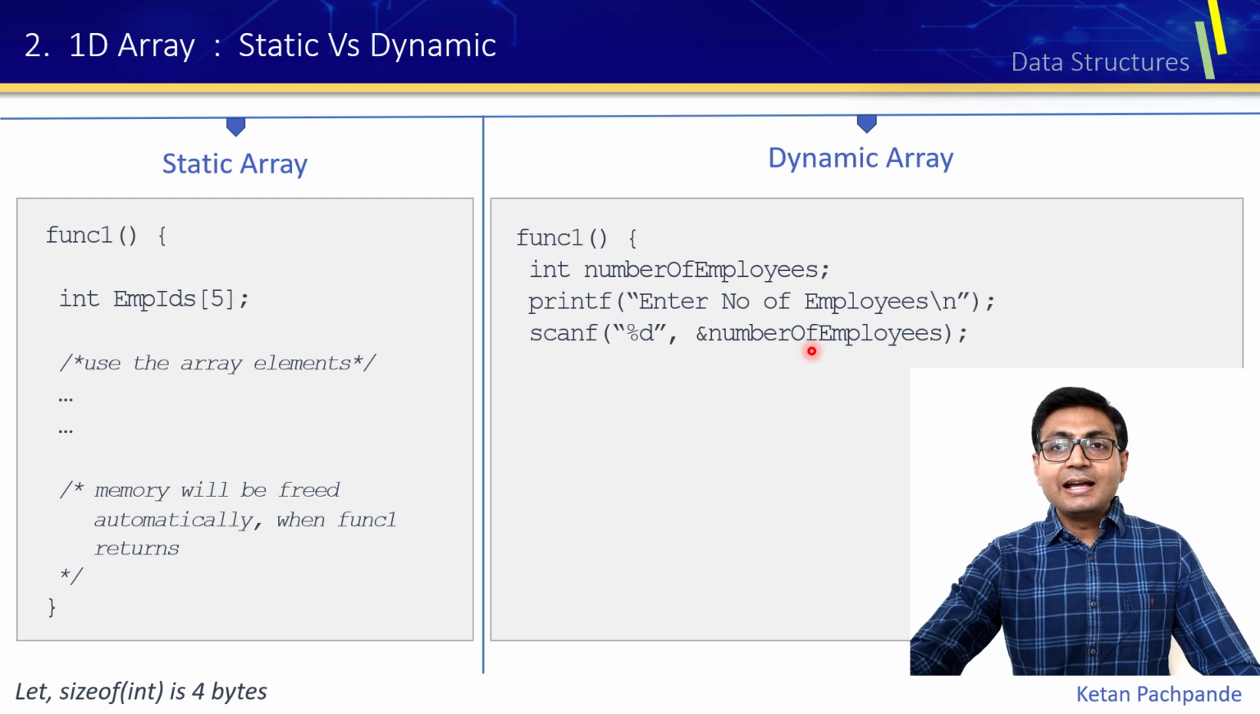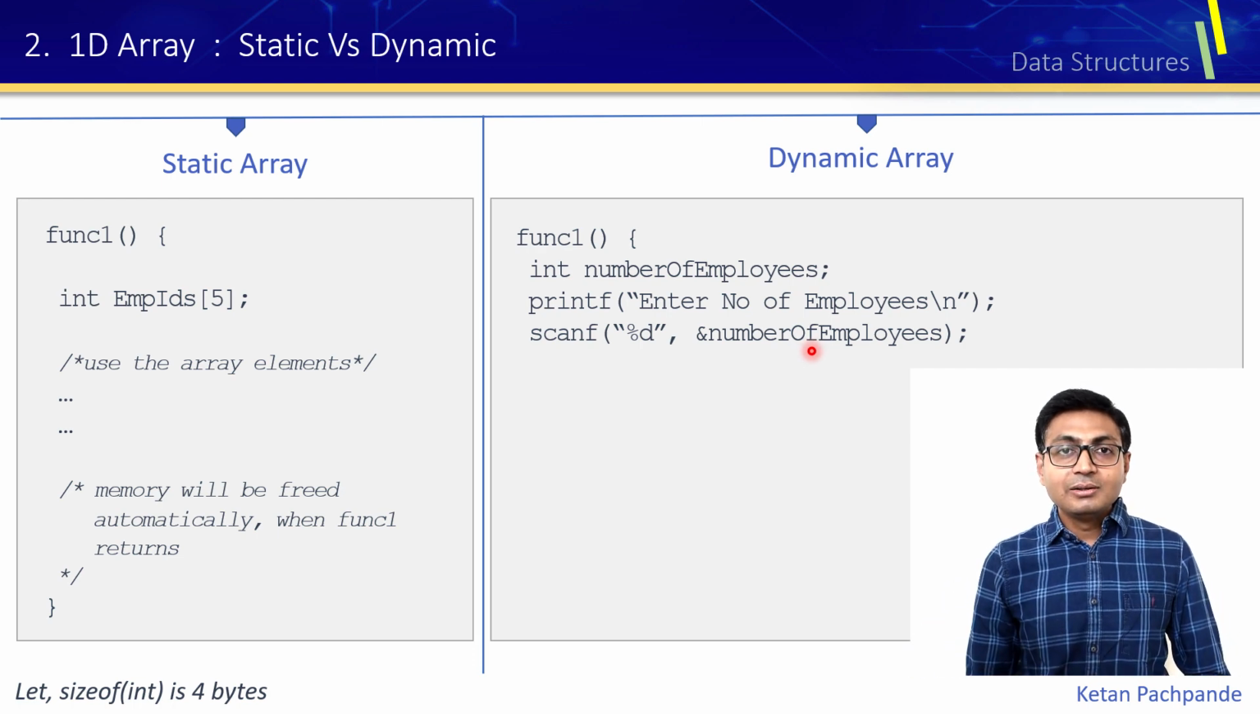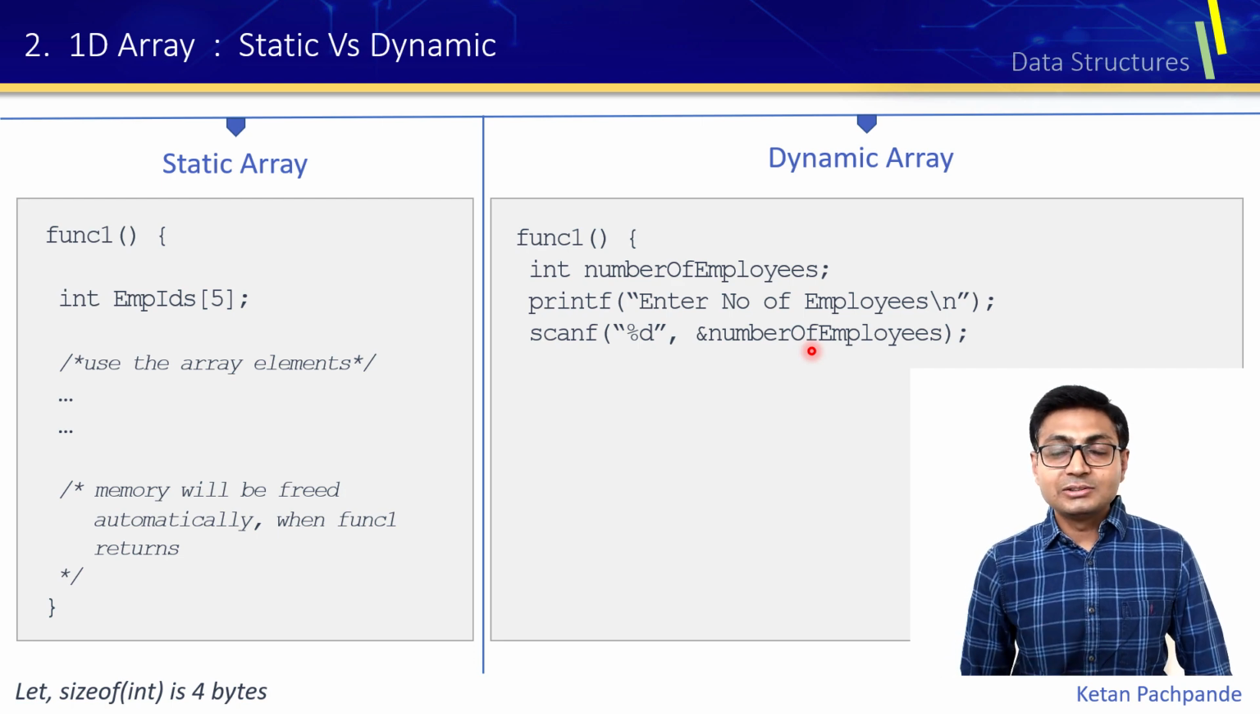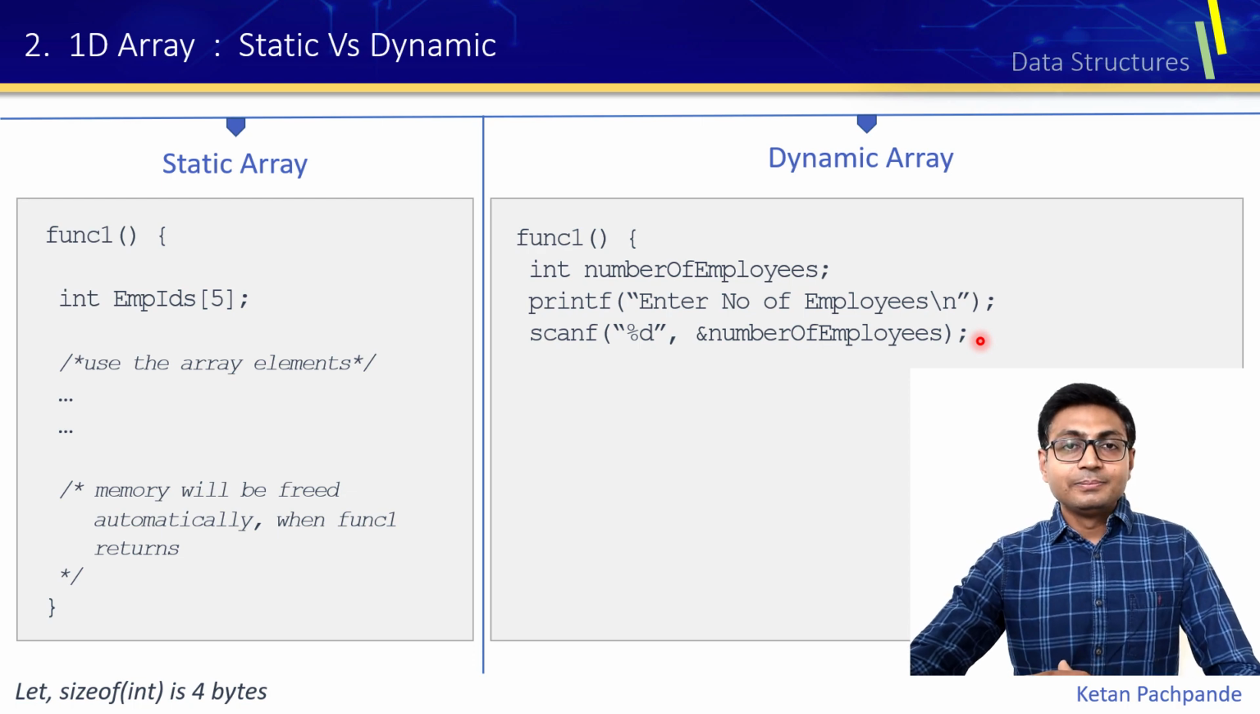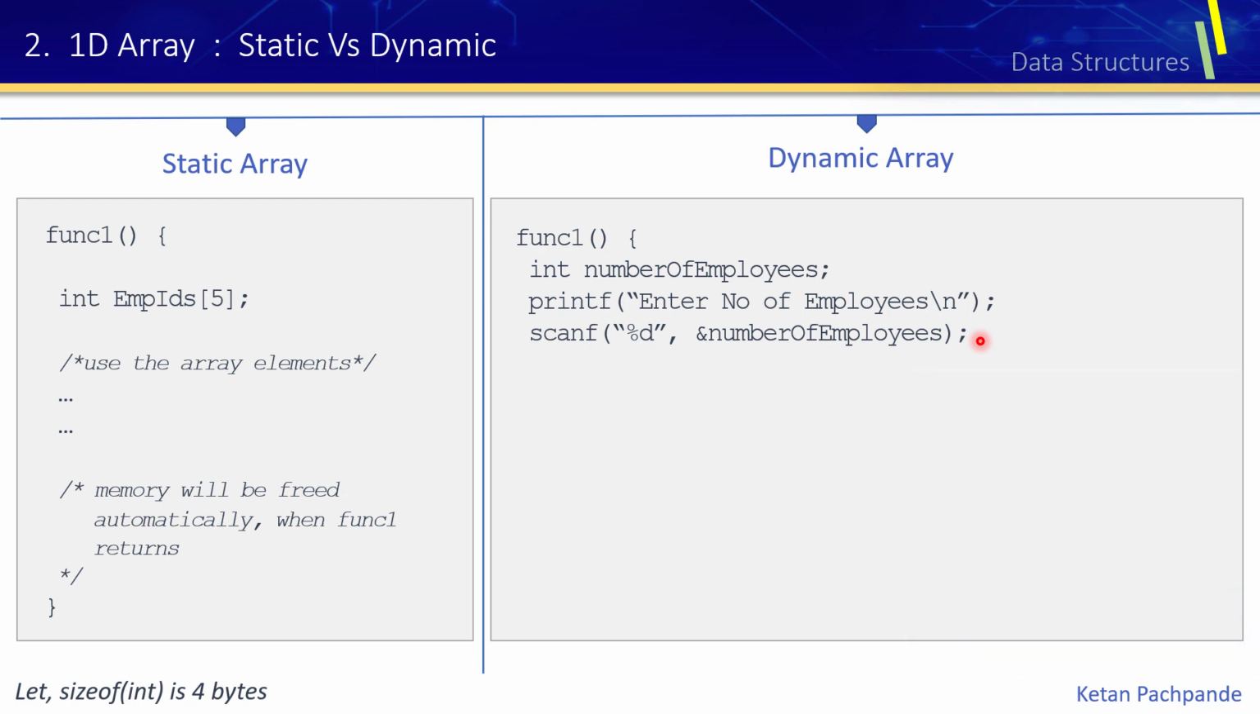So let us say at the time of execution, whoever is executing the program, that user gives the input as 10. They want to store the employee IDs of 10 employees. But it is all decided at runtime. The programmer does not know that.